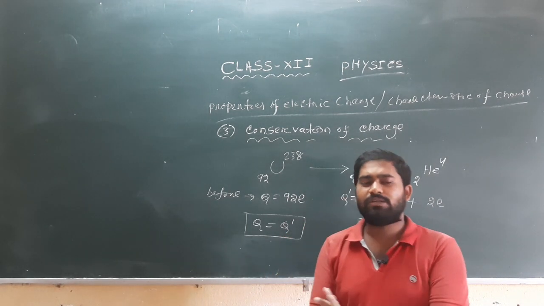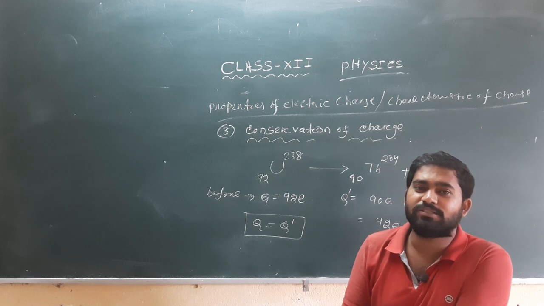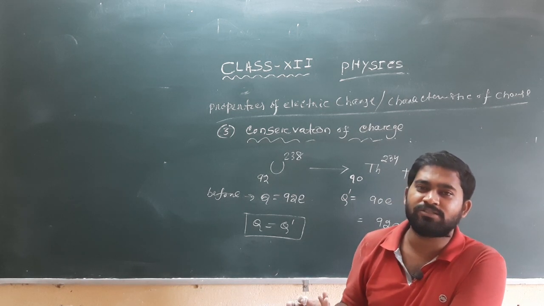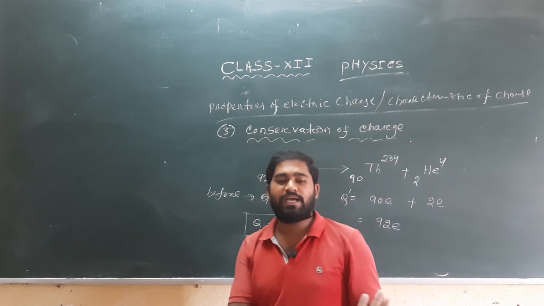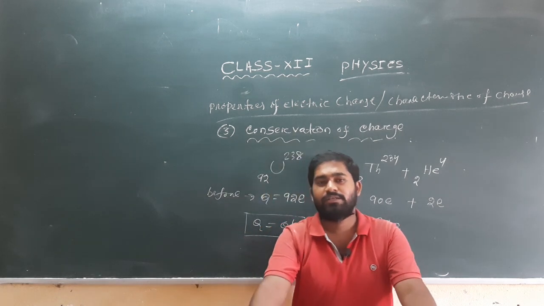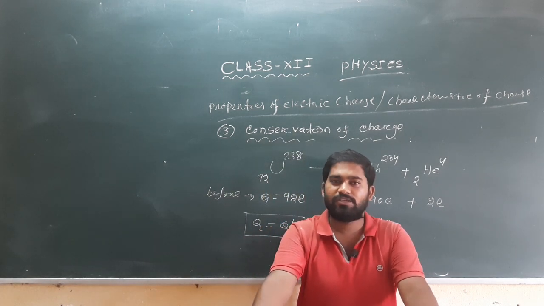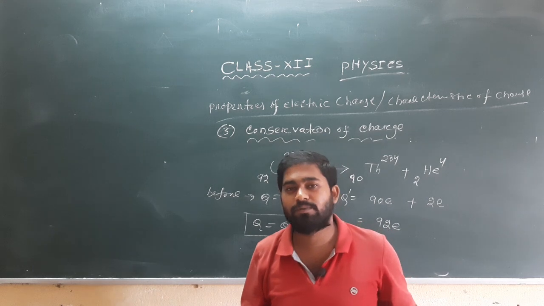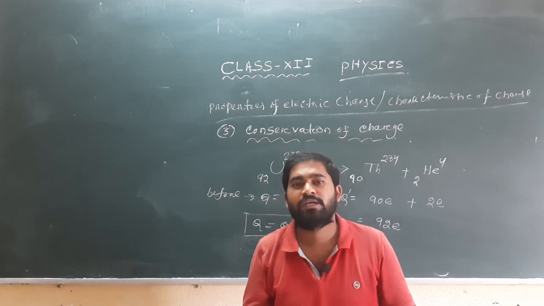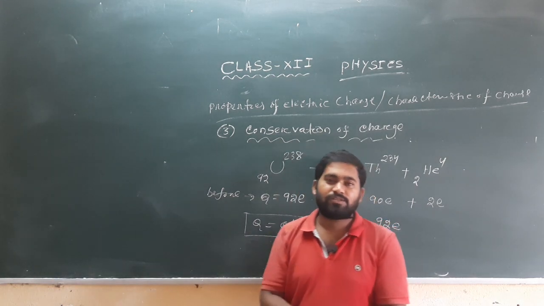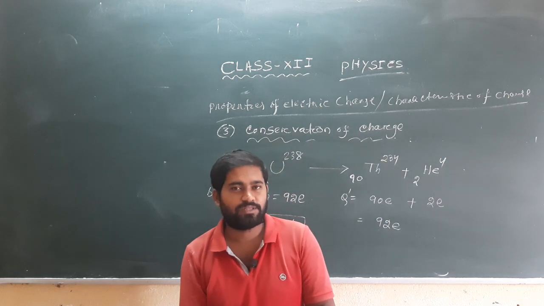Conservation of charge says in an isolated system, the total charge of a body remains constant, or charge can neither be created nor be destroyed. It only transfers from one body to another body by three methods, that is friction, conduction and induction.